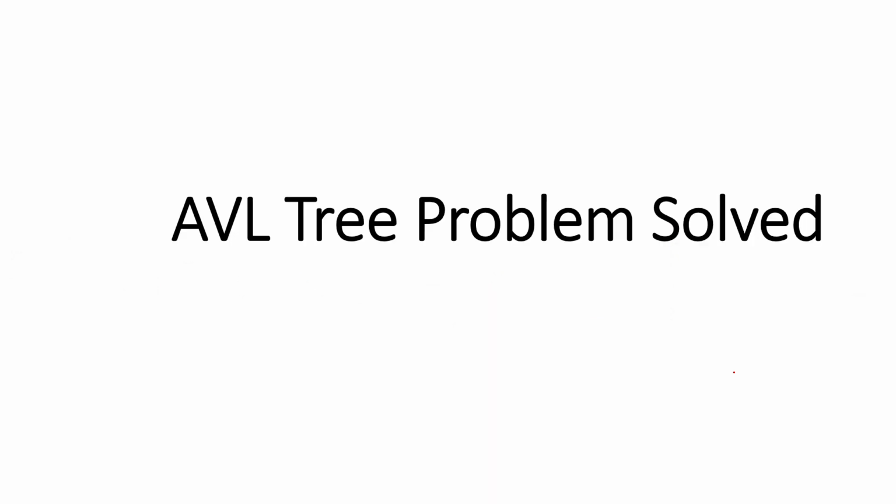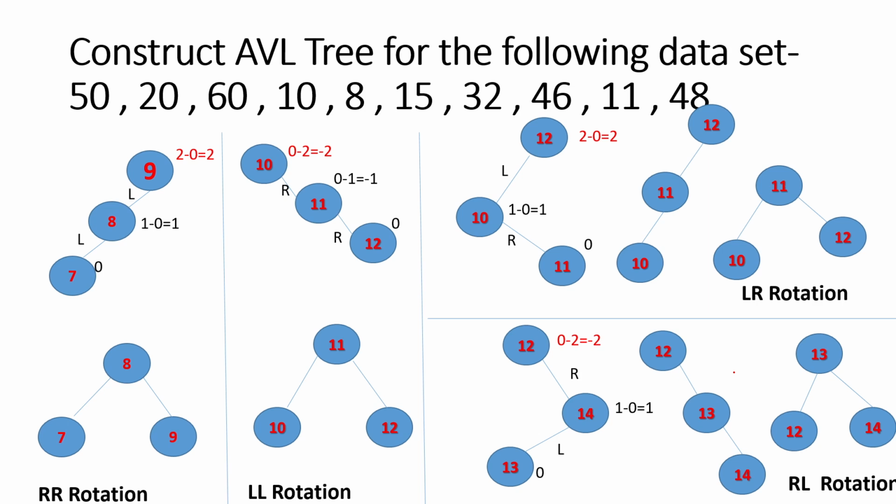Now we'll solve one problem. Construct an AVL tree for the following data set: 50, 20, 60, 10, 8, 15, 32, 46, 11 and 42. We'll see what kind of rotation is required. There are four rotations: RR rotation and LL rotation, these two are single rotations. LR rotation and RL rotation are the double rotations.